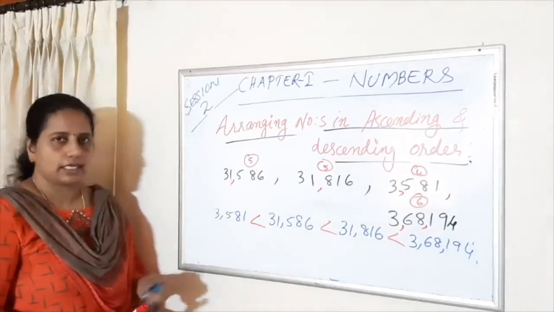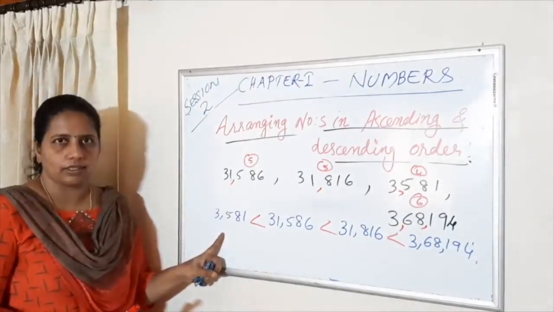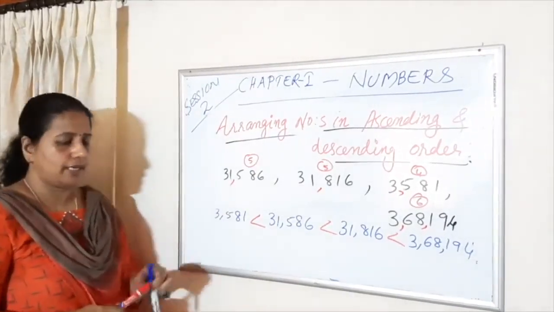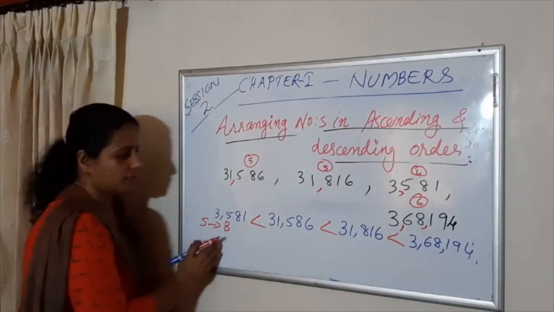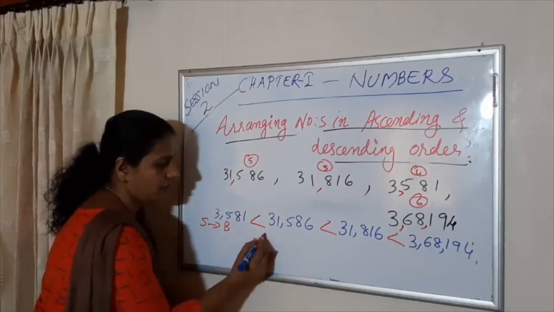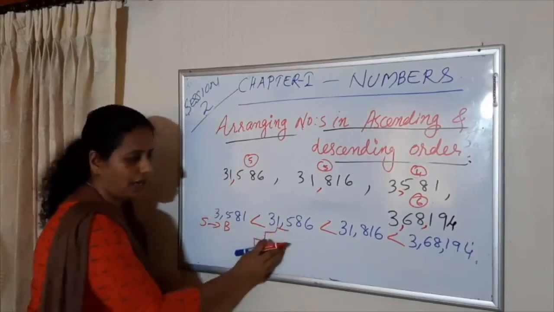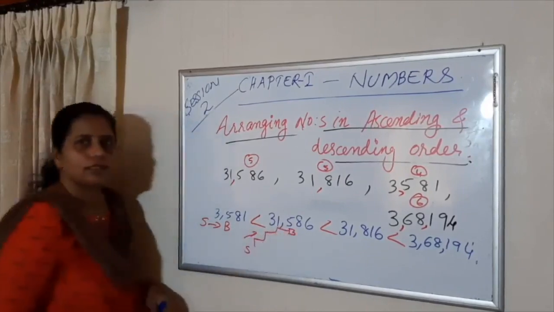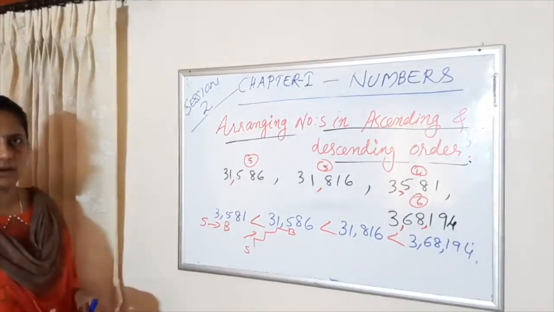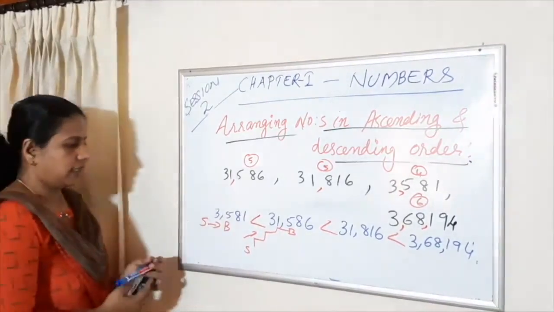That is, we have arranged this in ascending order, that is small to big. Ascending order means small to big. That is, we are climbing up, small to big. The next one is descending order. I will give another example.